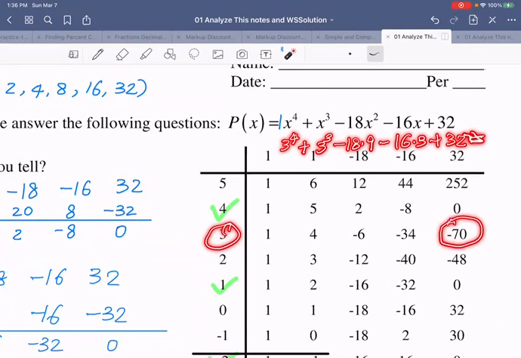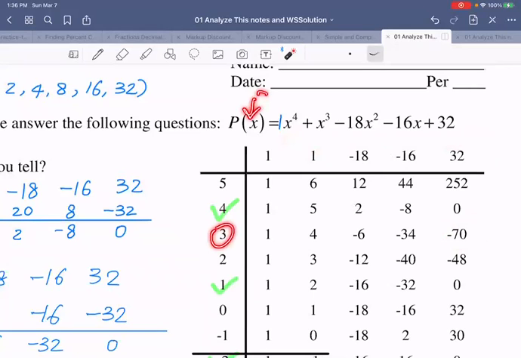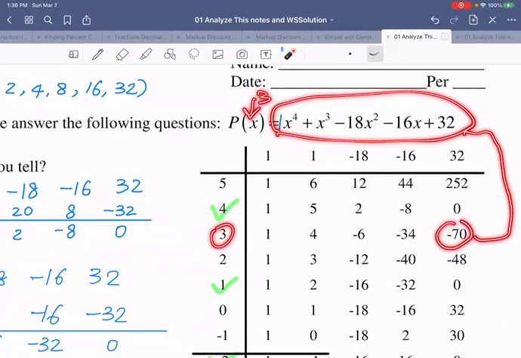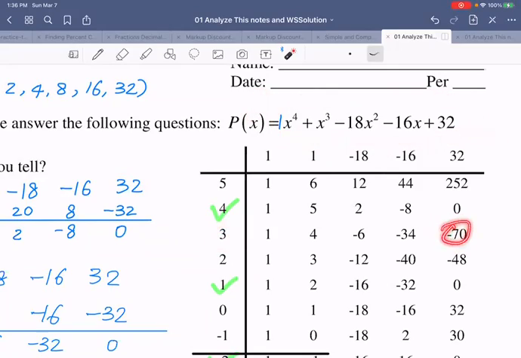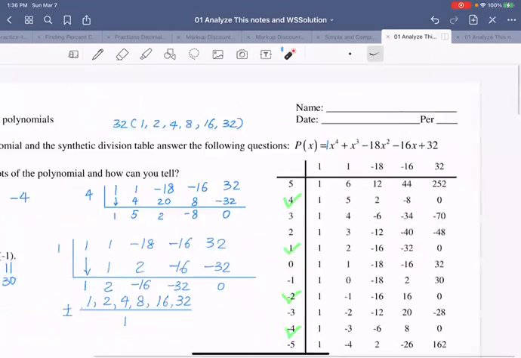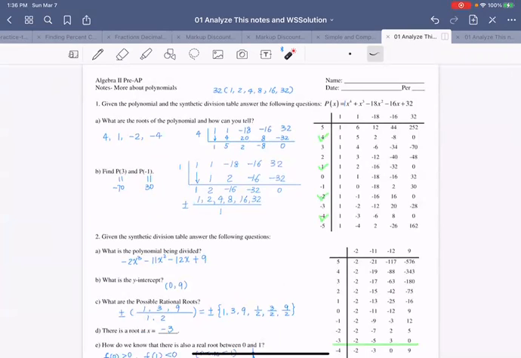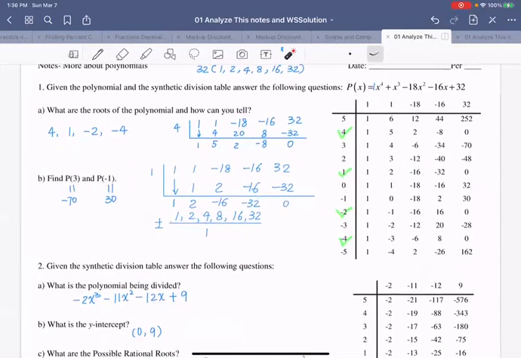If you plug 3 into here, it will be exactly the same as the last number you get when you do the synthetic division. It is always true. So if they ask you P(3), it is this number. If they ask you P(negative 1), it is this one. You can plug in, and it always equals the last digit of the synthetic division. It is always the same answer as what you see in this table.